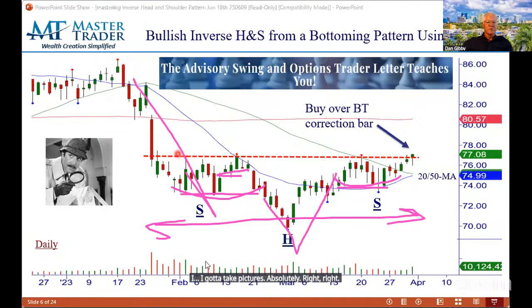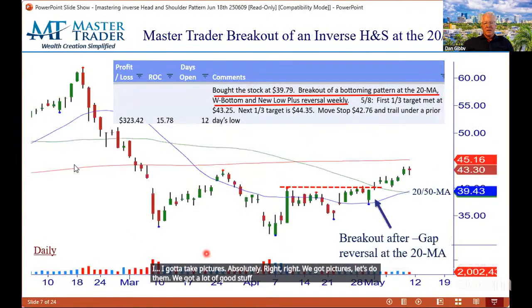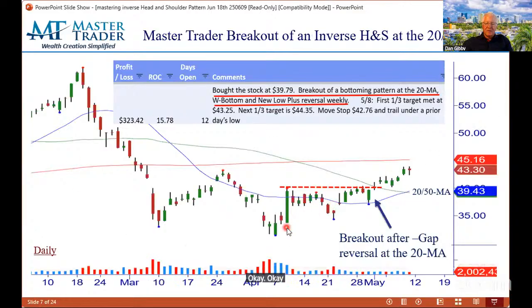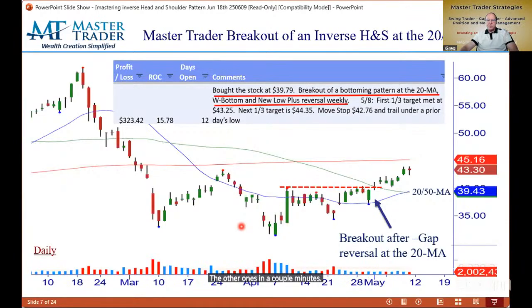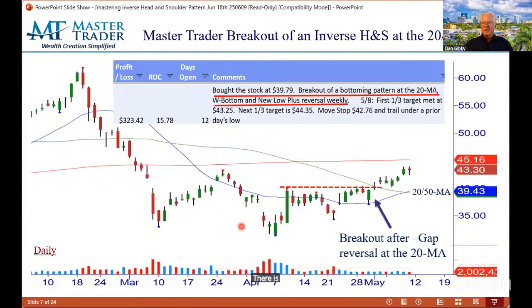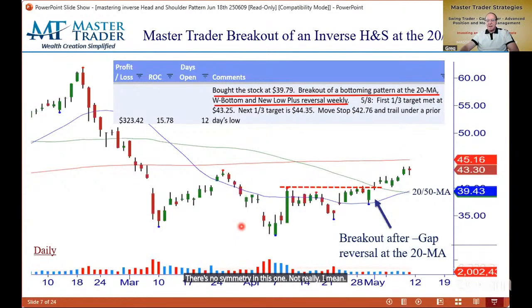We got pictures. Let's go. We got a lot of good stuff to show. Here's another bottoming pattern. I put all the bottoming patterns first, the other ones in a couple of minutes. There's no symmetry in this one. Not really. This year it's kind of sloped up and it went down. Some of the things are the same. This one is more flat, so I wouldn't give it the textbook shoulder.